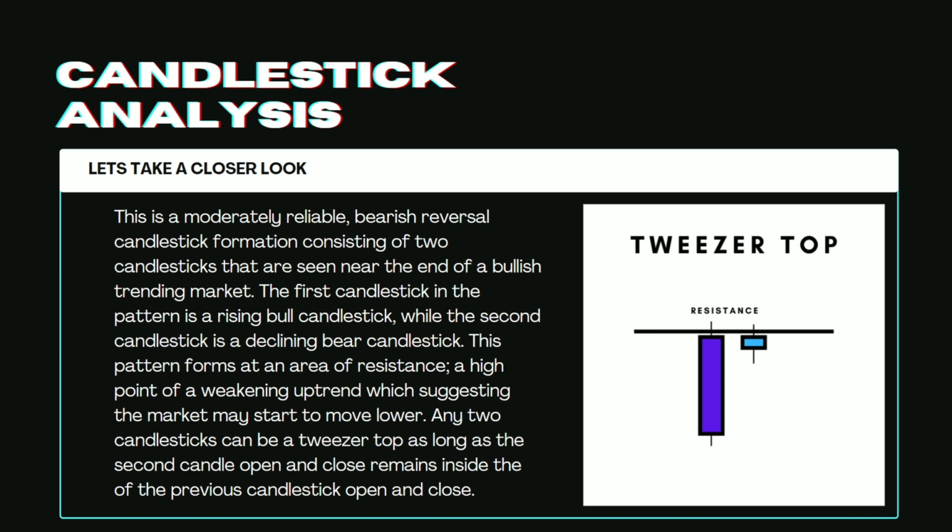The first candlestick in the pattern is a rising bull candlestick, while the second candlestick is a declining bear candlestick. This pattern forms at the area of resistance, a high point of a weakening uptrend, which is suggesting the market may start to move lower. Any two candlesticks can be a tweezer top as long as the second candle open and close remains inside of the previous candlestick, open and close.